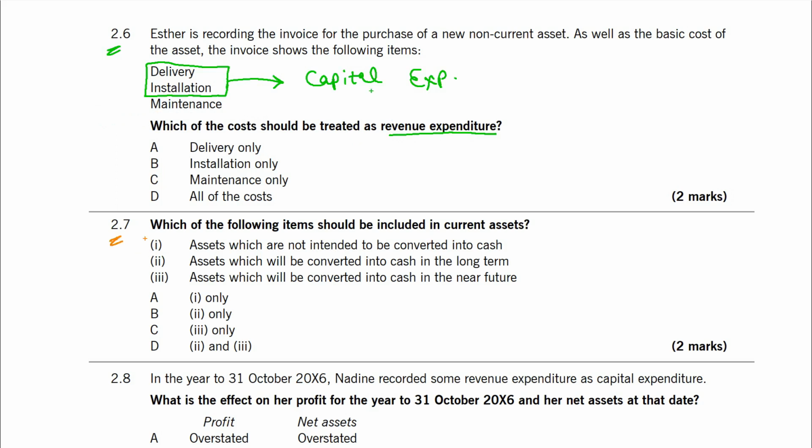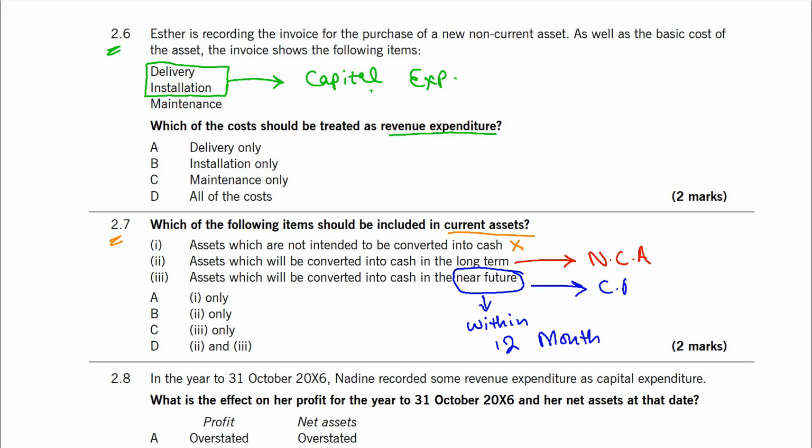Next we have question number 7. Which of the following items should be included in current assets? First of all, assets which are not intended to be converted into cash. No, it's not the definition of assets. Assets which will be converted into cash in the long term. These are the assets which are known as non-current assets. And finally, assets which will be converted into cash in the near future, for example, within 12 months, and yes, these are the assets which will be categorized as current assets for the company. Okay, so option C is the correct answer for this question.